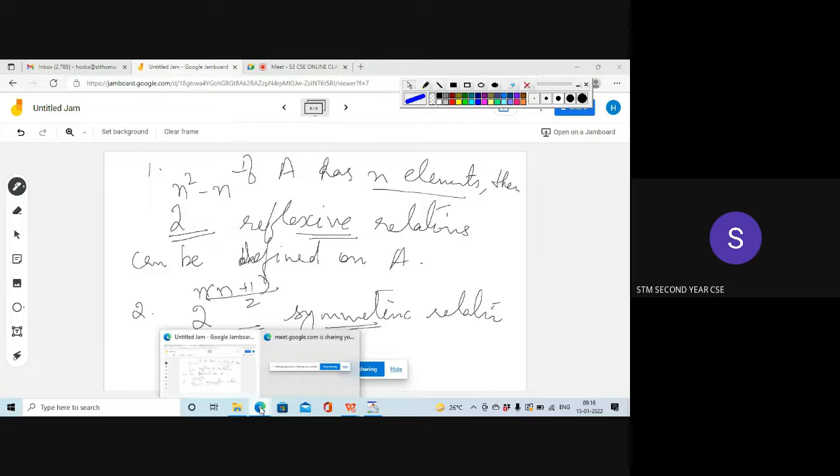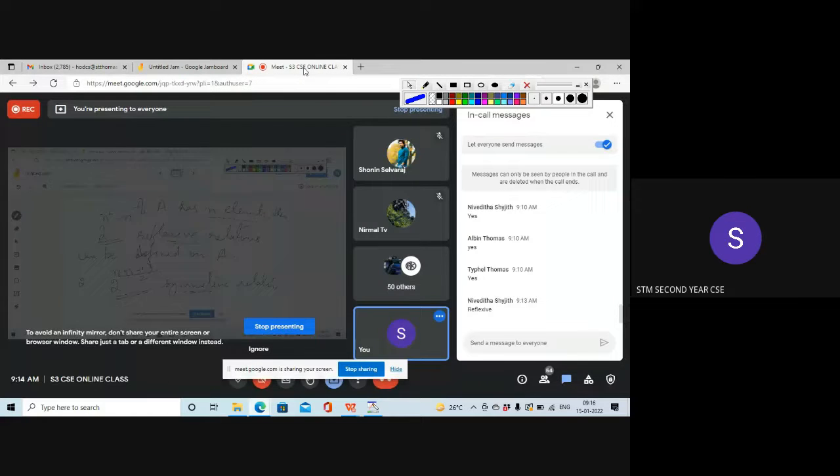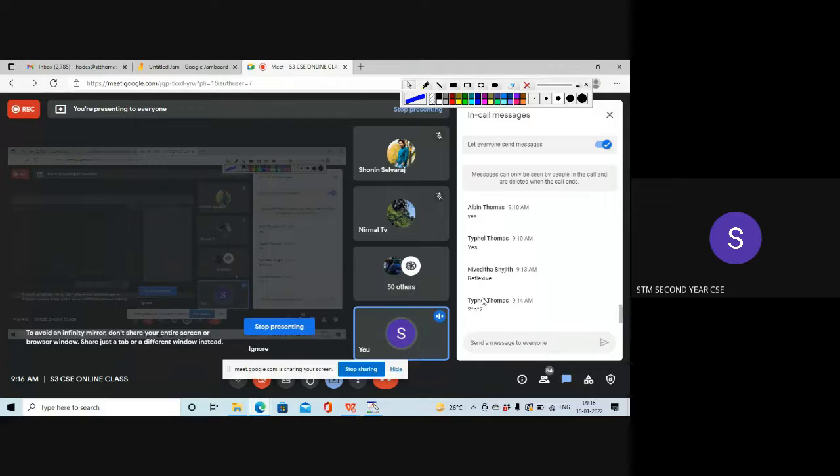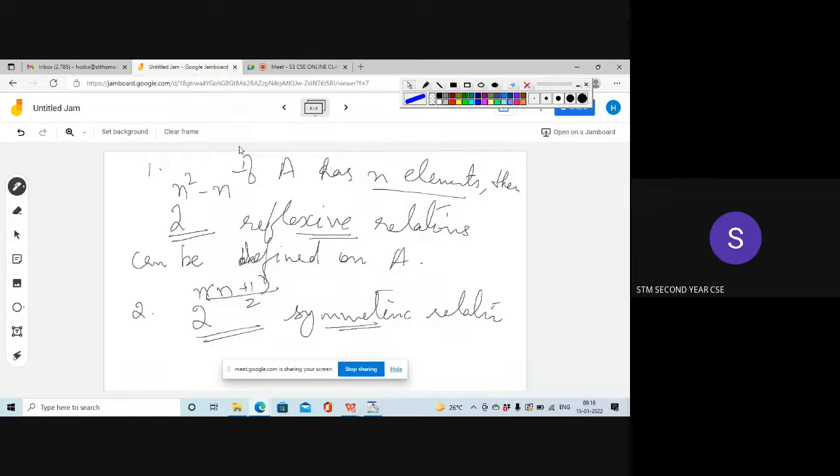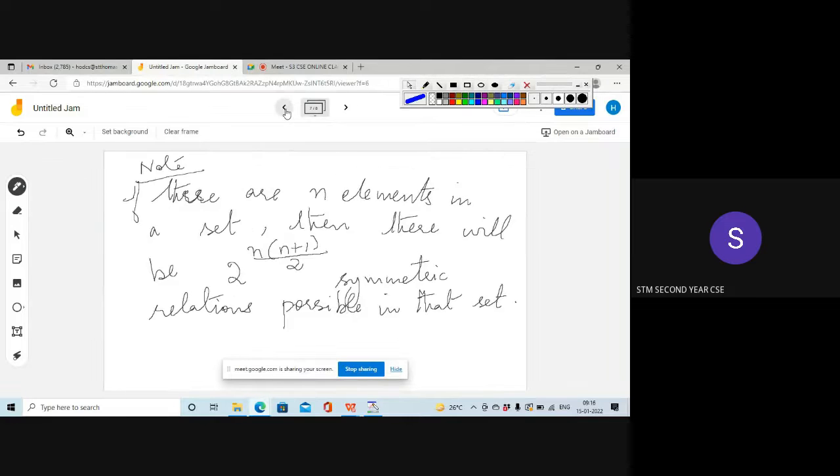Do you remember what the reflexive property is? What is the reflexive property? We discussed it yesterday in detail.